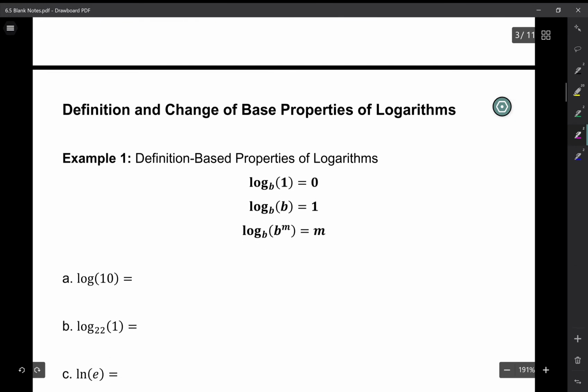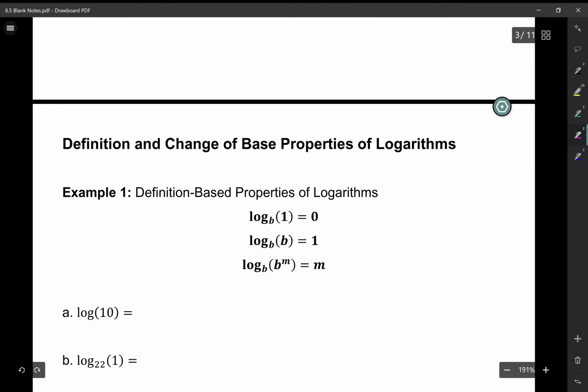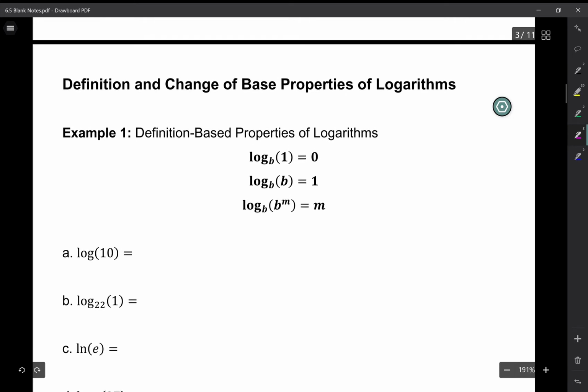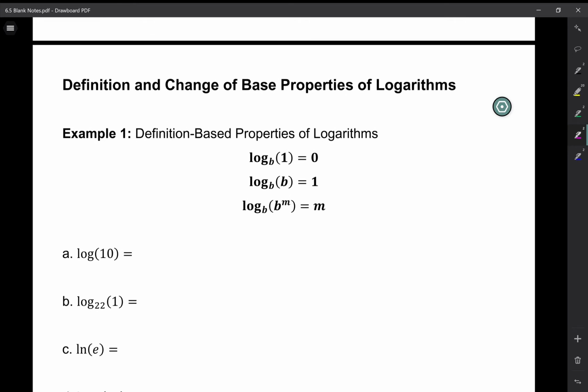The very first property we're going to talk about is using the definition-based properties of logarithms. Let's look at these different definition-based properties and see if we can make sense of them using what we know about logarithms. The first example here says log base b of 1 equals 0.